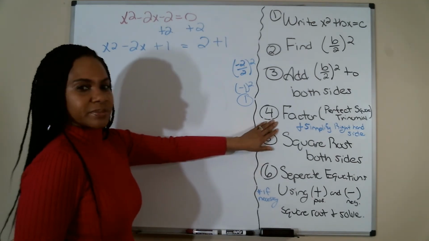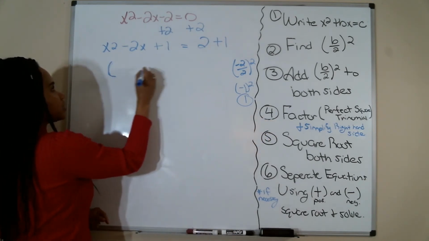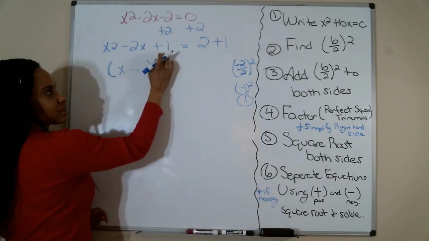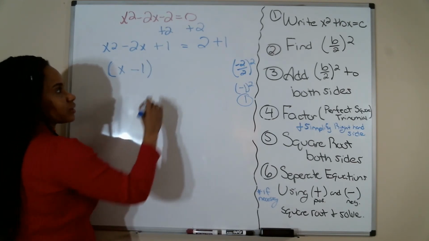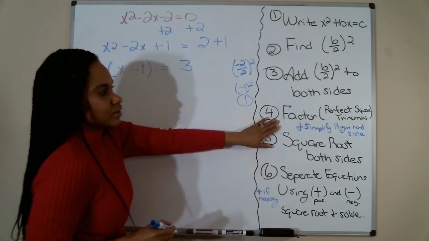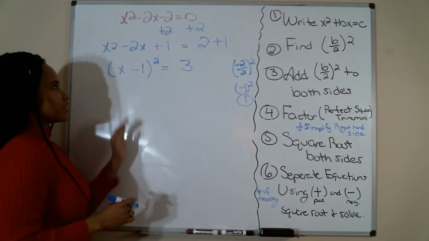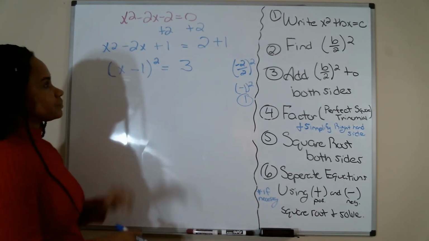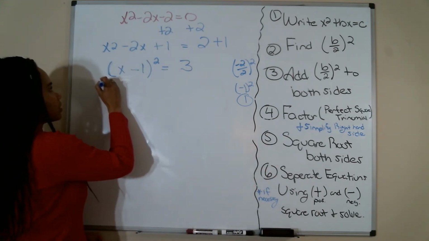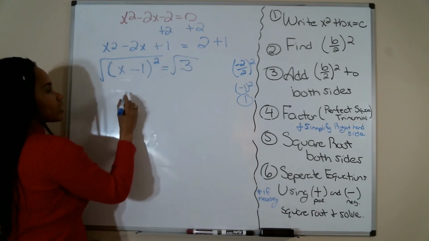Now I'm going to factor this perfect square trinomial. Remember, we just take the square root of my last term. And since that's a minus, that's going to be x minus the square root of 1, which is just 1. And 2 plus 1 is 3. So I factored, simplified the right-hand side. And I forgot my 2 here. So that should be x minus 1 squared. And then I'm going to square root both sides. All right, we'll take the square root of both sides. It's going to get rid of that 2.